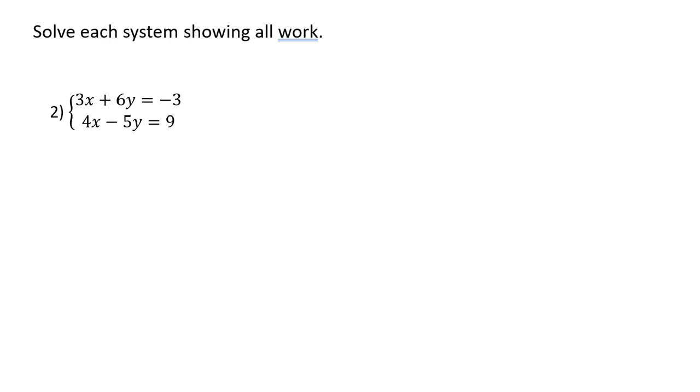Now in this problem, I can see the y is positive in the top equation and y is negative in the bottom. So I'm going to get rid of the y's since the signs are already opposite, which will make it a little easier. So I'm going to go ahead and multiply the top equation by a 5 and multiply the bottom equation by a 6. That's going to create positive 30 and negative 30, so they'll cancel out. So the first equation is going to have 15x plus 30y equals negative 15. The bottom equation is going to be 24x minus 30y equals 54.